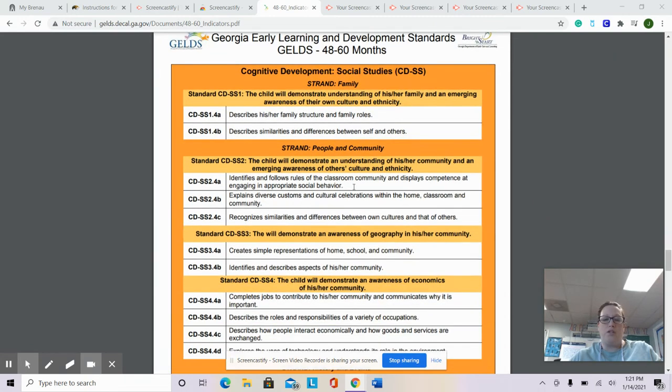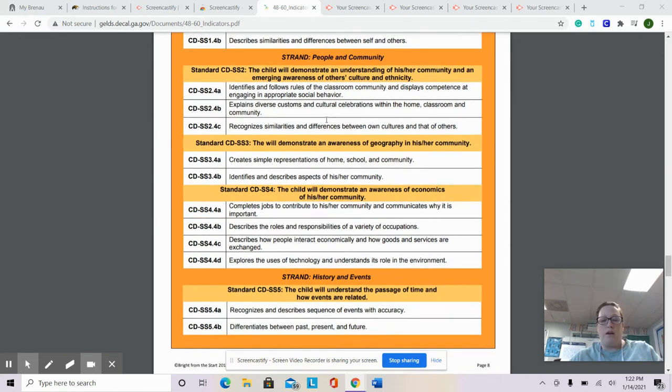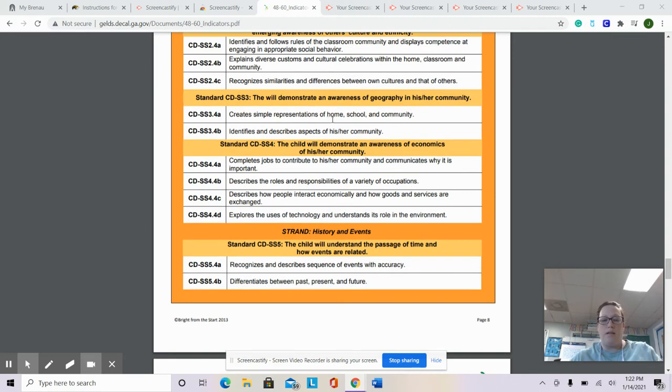Our next section is social studies, and social studies includes family, community, geography, and awareness of economics, as well as history and events that happen around us. So, for example, we are using a carnival that has come to our town, and our children are talking about the carnival. What I would put in is explains and recognizes sequence of events with accuracy. So that would be SS5.4a. And again, we don't have to use the CD.